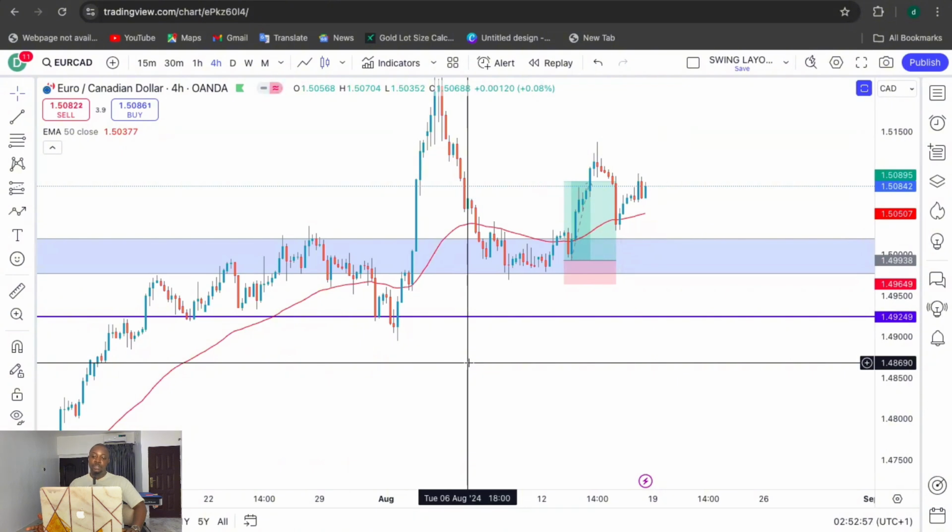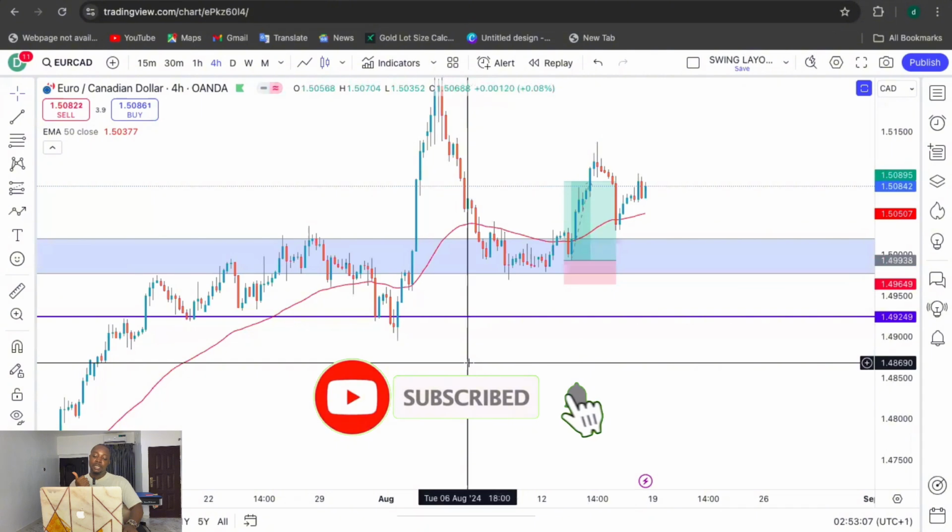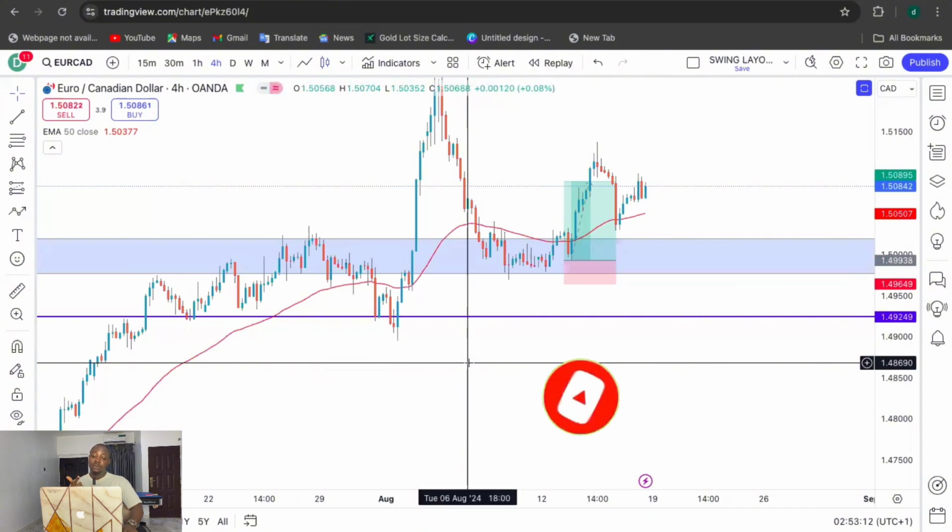What can you take away from this trade? This is a practical example of everything I've been explaining. 1, trend. Always look for a market that is in trend. First, the market has to be in trend. Secondly, wait for the market to pull back to an area of value.